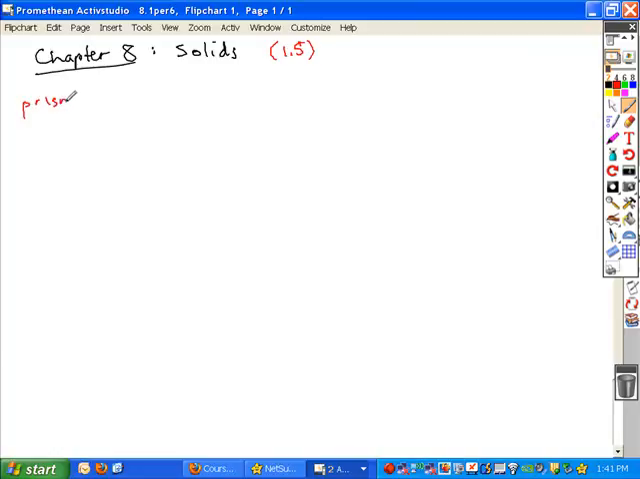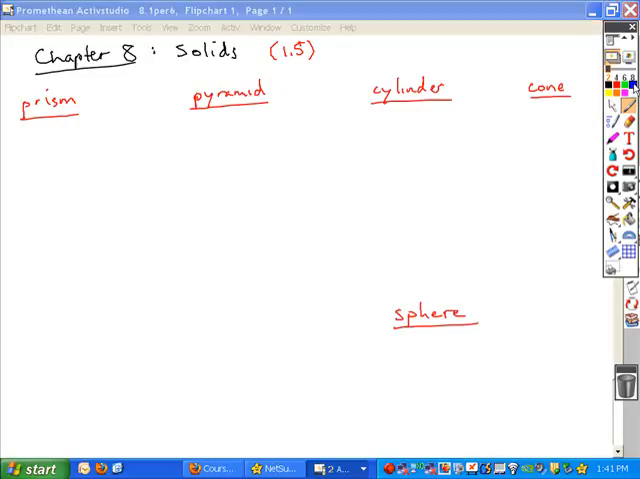We talked about prisms, pyramid, cylinders, cones, and then we also talked about sphere. Okay, so here's the solids that we're going to review.